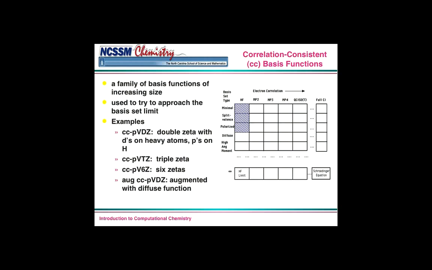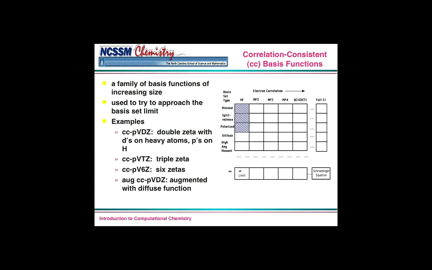We can also augment these correlation consistent basis sets with a diffuse function, so that's equivalent to putting a plus sign in there. So what you should take away from these correlation consistent basis functions is we're really trying to push the chart down the left-hand side of the page. And if you're using any of these CC basis functions, we probably are going to assume that you know what you're doing at this point.